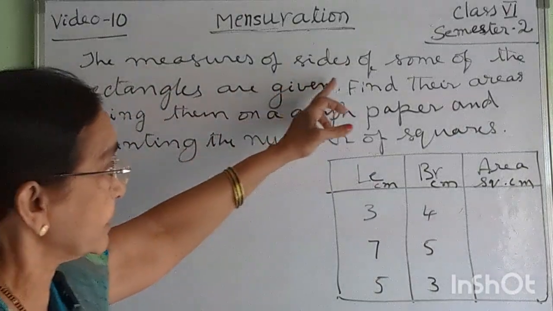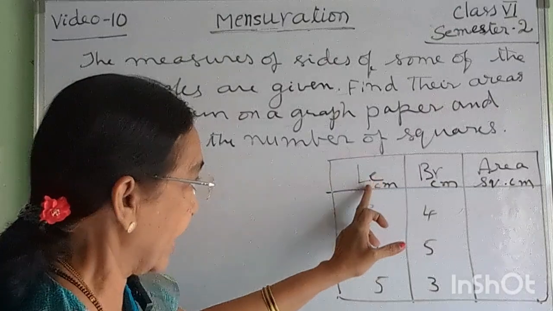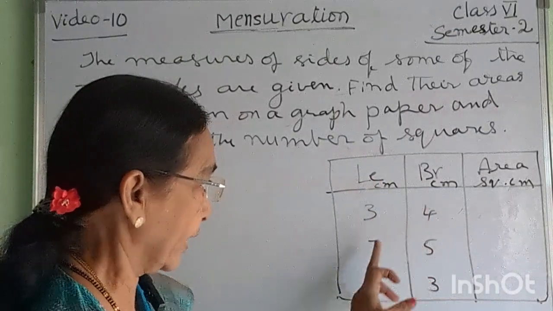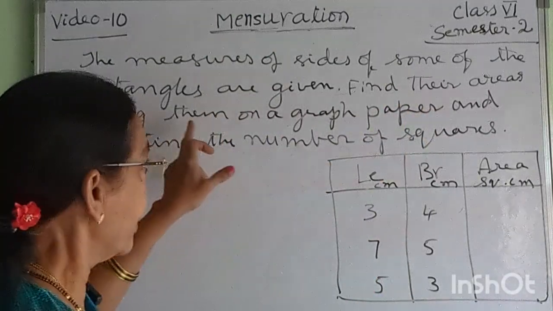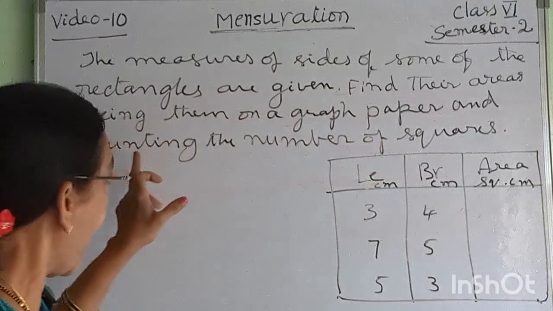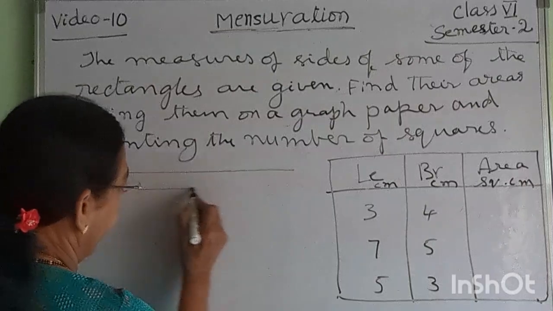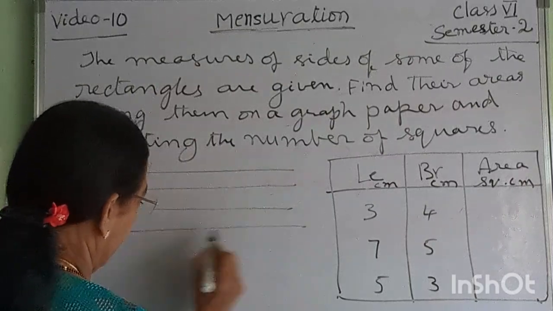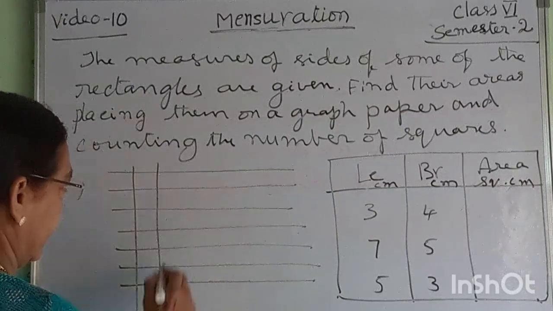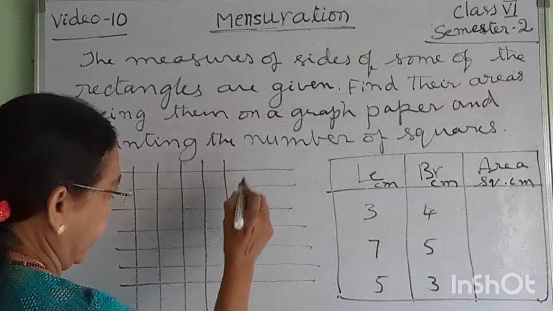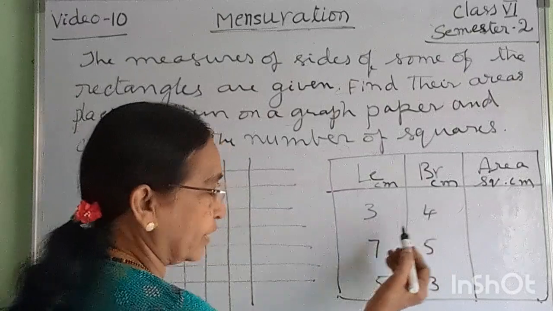Here the measures of sides of some of the rectangles are given. Here the length and breadth of the rectangles, some of the measures are given. Find their areas, placing them on a graph paper and counting the number of squares. Now I will draw a graph paper here. First rectangle, the measures of the rectangle are 3 and 4.